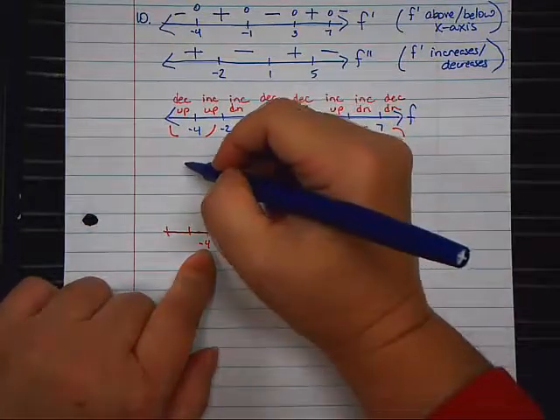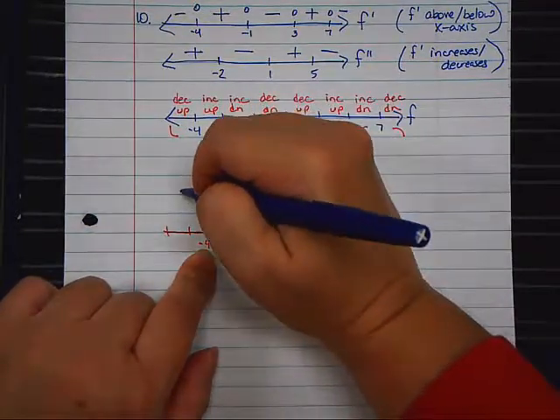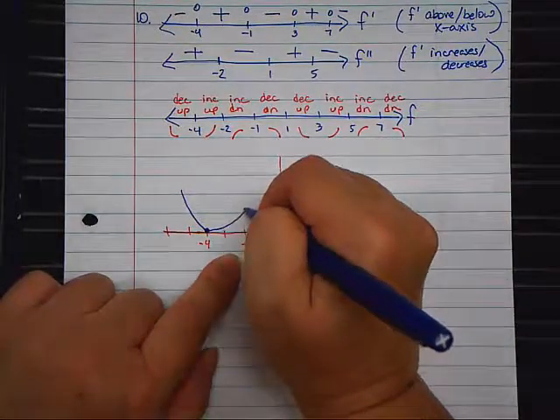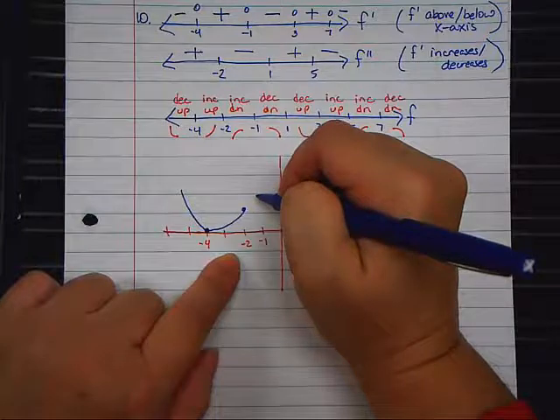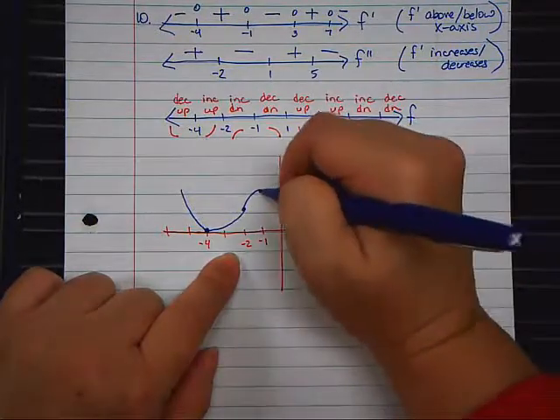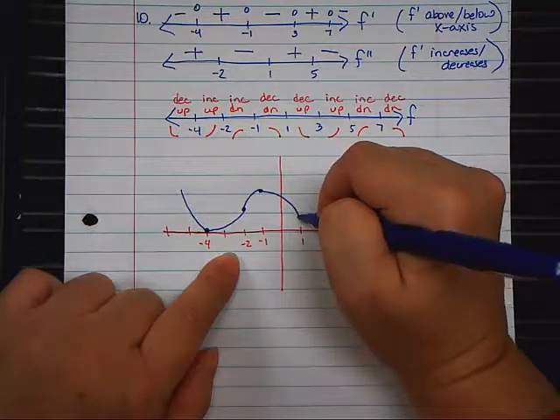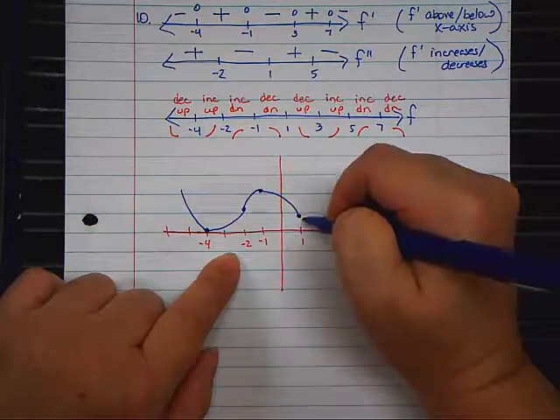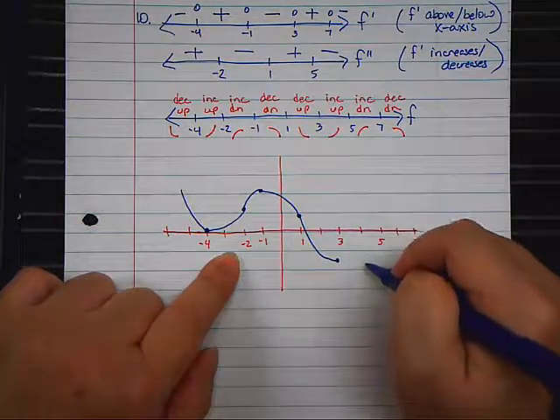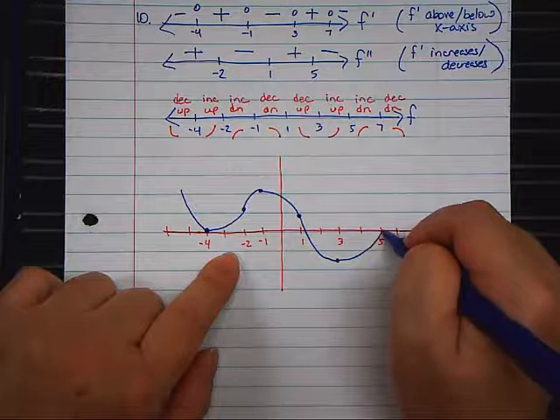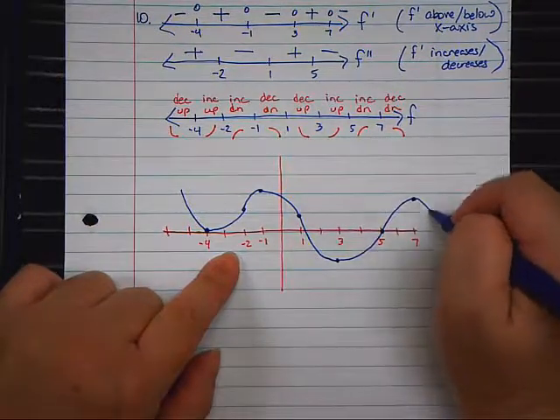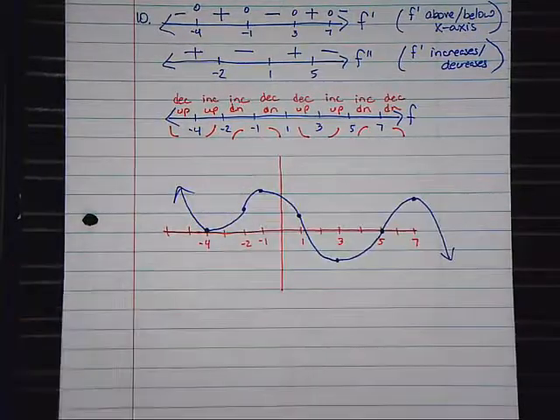So this one's going to head down, and then it's going to turn around and go back up. So I'm going to go like this. Down to -4. Up to -2, up again to -1, down to +1, down to 3, up to 5, up more to 7, and then down again. And there it is.